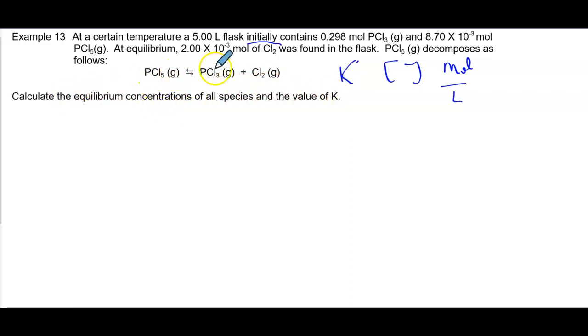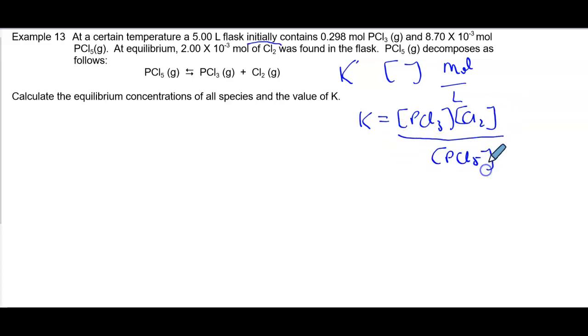We're going to get moles over liters for all of these at equilibrium, and we're going to get the value of K. Remember, K means things are at equilibrium. Q would mean something that's not at equilibrium. So the first thing we have to do is consider what we would be solving for. Once we're at equilibrium, our expression would be K equals PCl3 times Cl2, products over reactants, over PCl5. So once these values are all at equilibrium, we can plug them in.